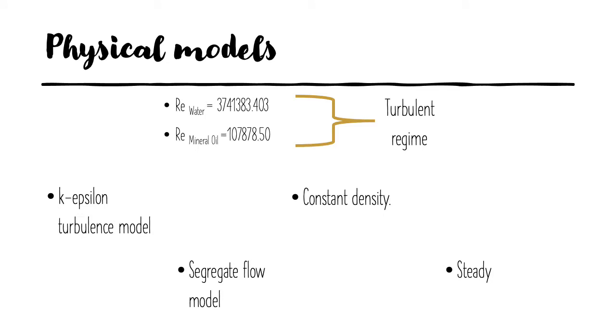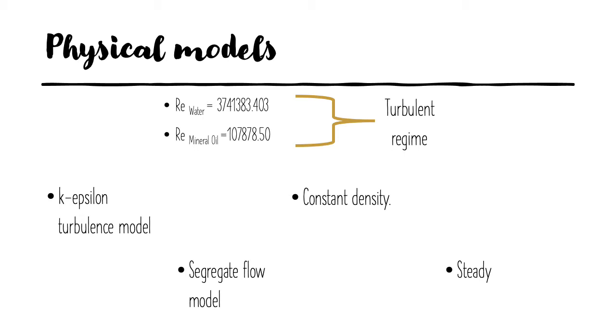First, Reynolds number must be calculated to correctly choose the physical models. As shown in the slide, the water and mineral oil values are in turbulent regime. Therefore, the k-epsilon turbulence model can be used. This model considers the turbulent kinetic energy and the turbulent energy dissipation as the unknown variables. It will also be assumed that the system does not change in time. It means it is steady.